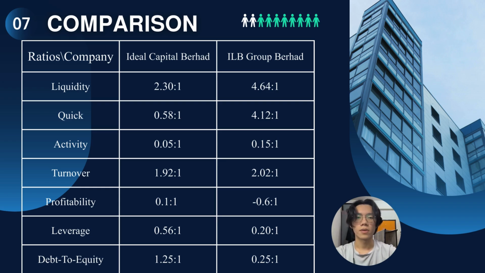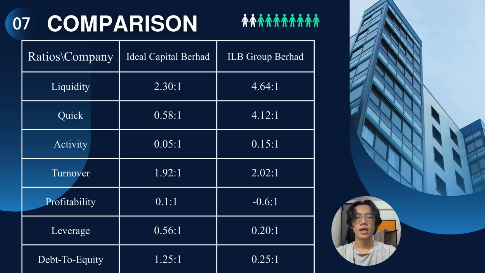Now, I will briefly compare the financial performance of Ideal Capital Berhad and ILB Group Berhad. Firstly, in terms of liquidity, ILB Group Berhad clearly performs better. It has both higher current and quick ratios, showing it can easily meet its short-term obligations. Ideal Capital Berhad, although stable in current ratio, has a weak quick ratio and may rely heavily on inventory to cover immediate debts.